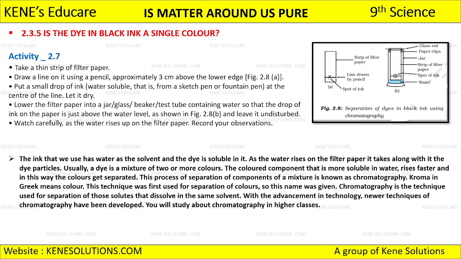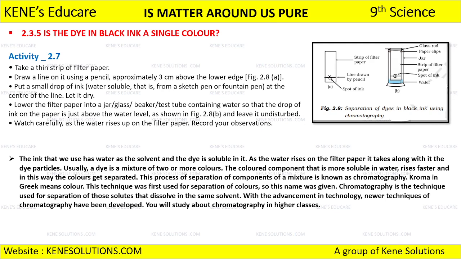After you do this, you have to watch carefully as the water rises up on the filter paper, and you will see that different colors will come up. The picture is not given over here. If the black ink is made up of many colors, in that case what will happen? You will get different colors formed on the top of the filter paper from where you have made the line.